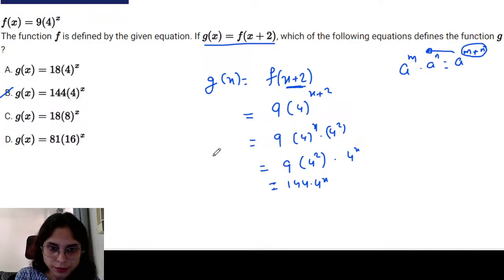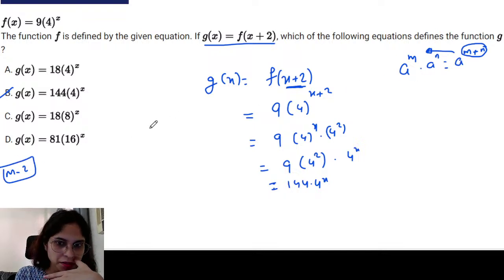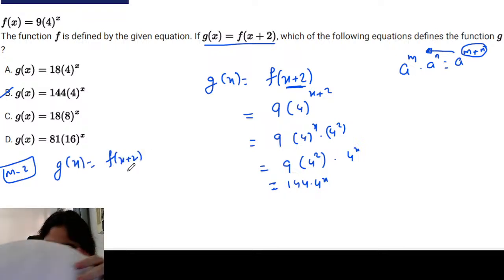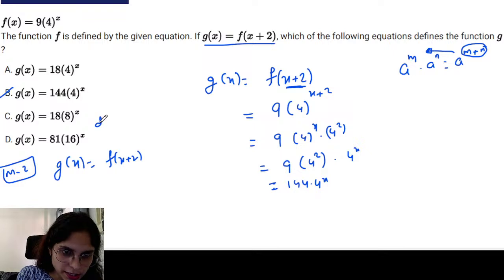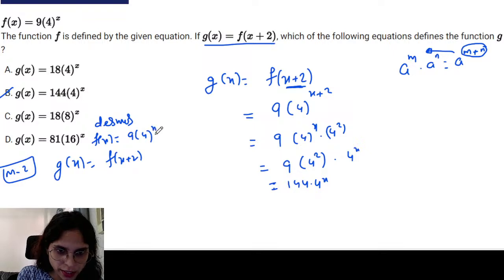Otherwise, what you will do, if you do not know this thing, this is of course faster. The next option is, you know, g of x is f of x plus 2. So you do everything in Desmos. You write f of x is 9 times 4 to the power x, you write g of x is f of x plus 2, and then you check all 4 options, 18 times 4 to the power x, 144 times 4 to the power x, and see which one matches.